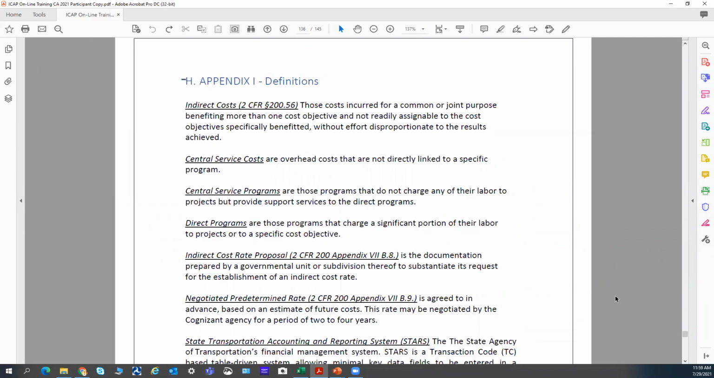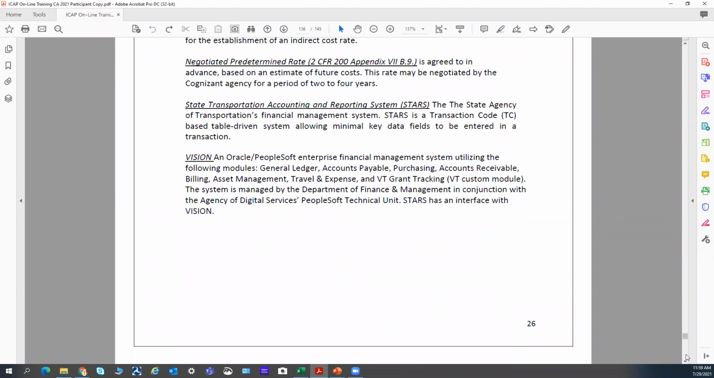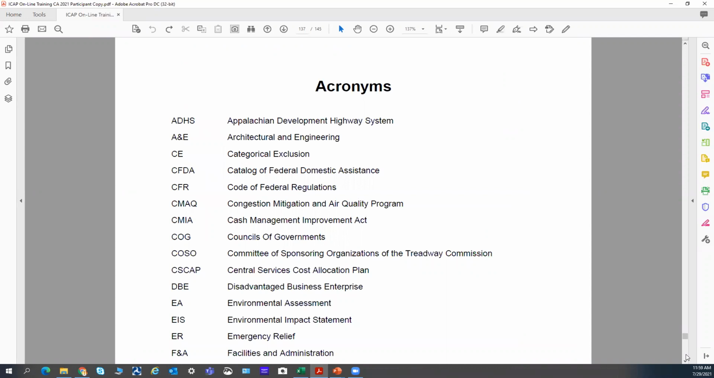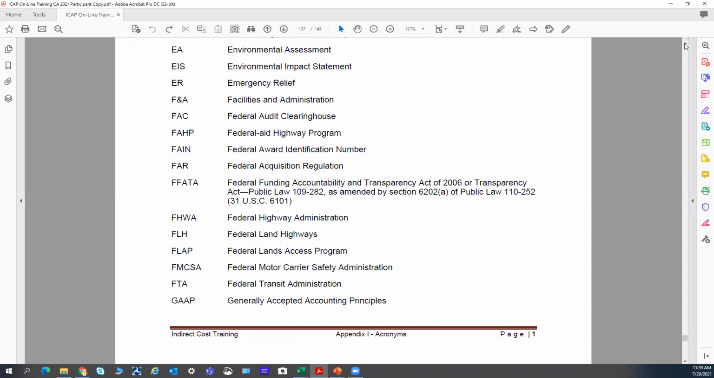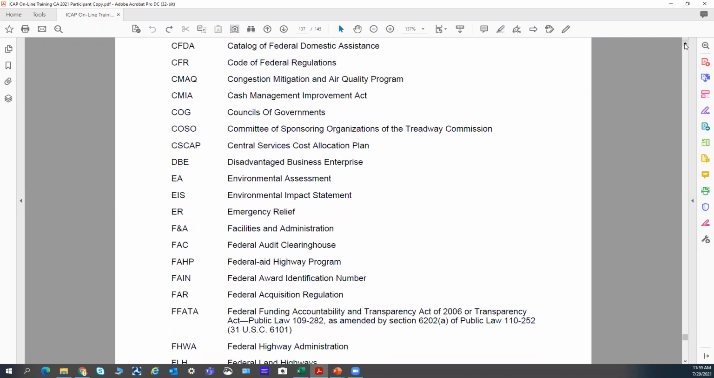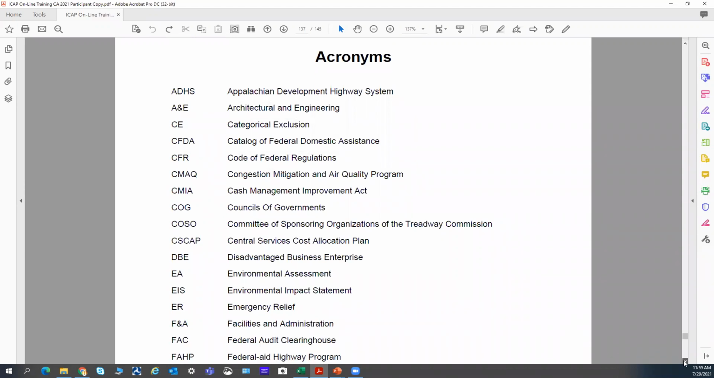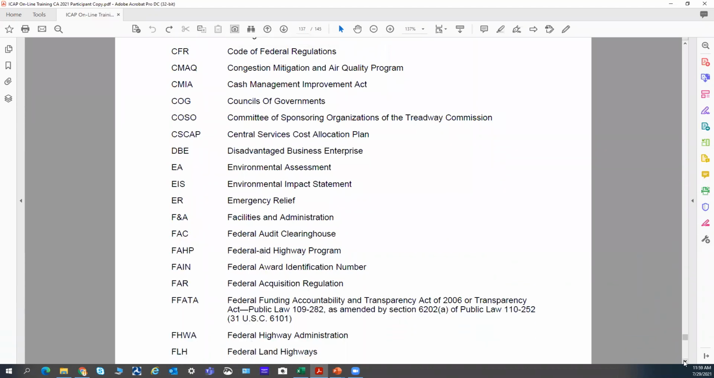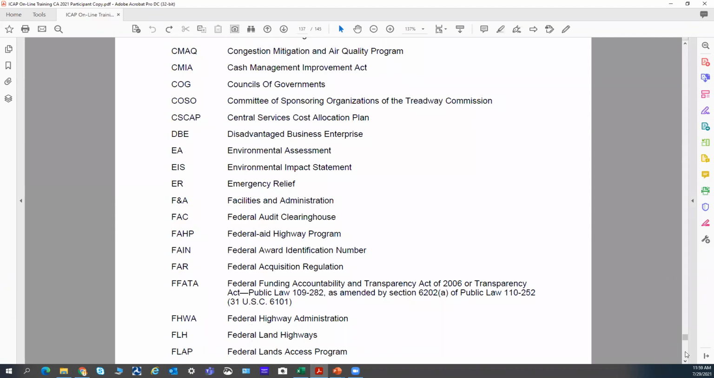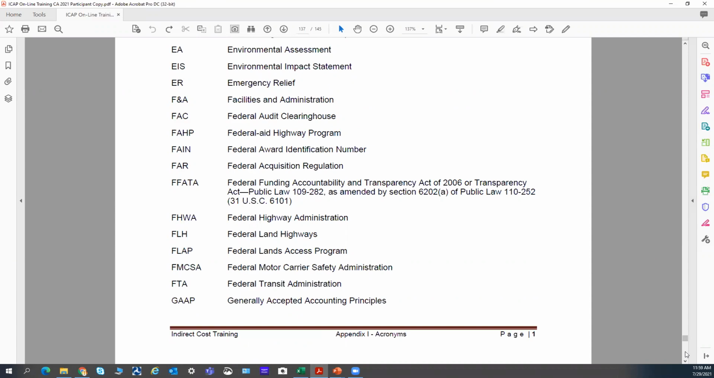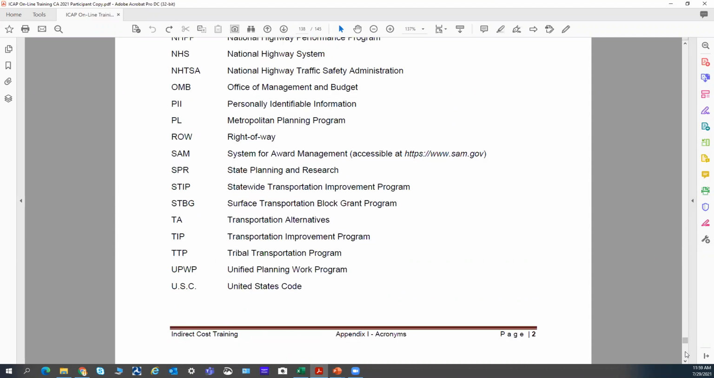There are some definitions there. Hopefully you didn't mark it up yet, because there's a description of the STARS, the statewide agency system, and then VISION, which is the Oracle PeopleSoft piece of it. Okay, right here is where Bob added some appendices to the example. Starting on 137, these are just some acronyms that FHWA uses, and you'll see how federal agencies are with abbreviations and acronyms. So there's a whole bunch of them that we added.